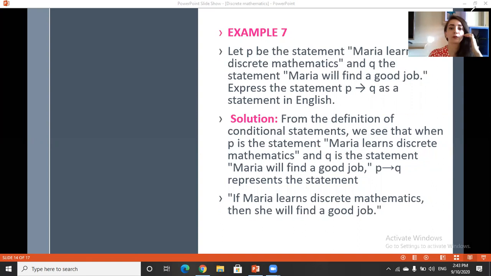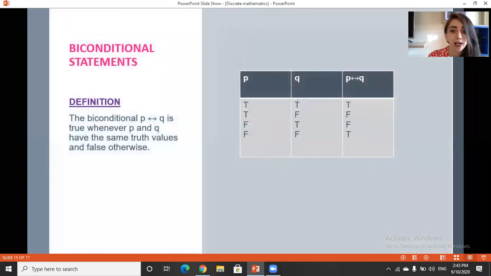Solution. From the definition of conditional statements, we see that when P is the statement, Maria learns discrete mathematics, and Q is the statement, Maria will find a good job, P implies Q represents the statement, if Maria learns discrete mathematics, then she will find a good job. Otherwise, she will not find a good job. You also, if you learn discrete mathematics, you will find a good job.